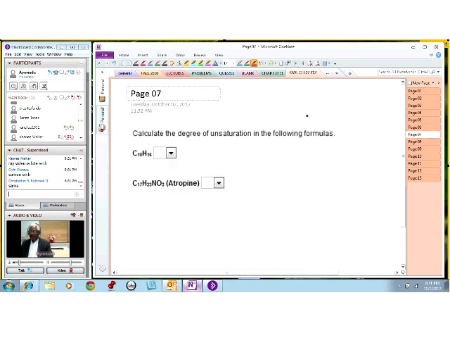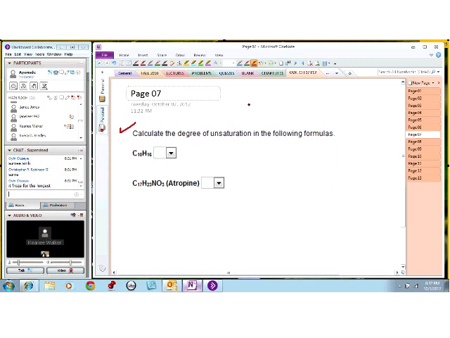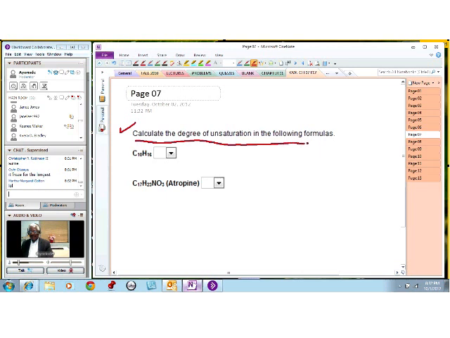Okay, now let us go to this one here. I think I called on Kiani Walker, can you go ahead and read this for us? Kiani is having a problem with her mic. Degree of unsaturation in the following formula. Okay, thank you. Can you hear me now? Yes, I hear you. Okay, it says calculate the degree of unsaturation in the following molecules.